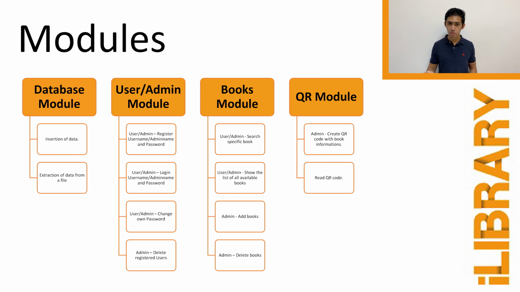And after that we have the books module, which is the main one that brought us here. It will search books, store books, show the list of the books, and of course the main features to add books, delete books, and manage all these things. The last one is the QR code module, which will be used to create the QR codes for every single book, and there will be a QR code reader in our app.